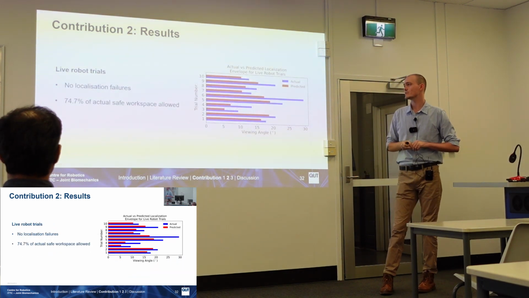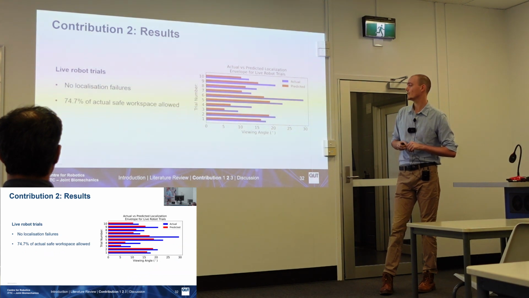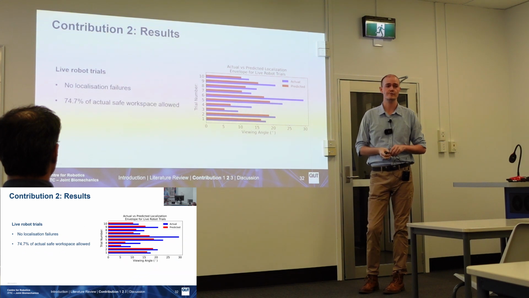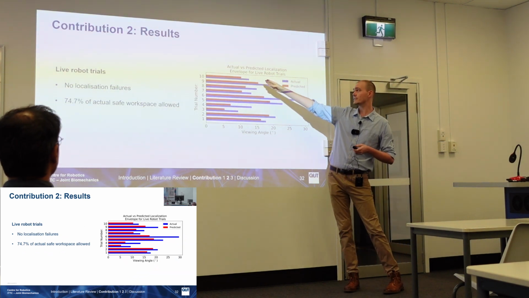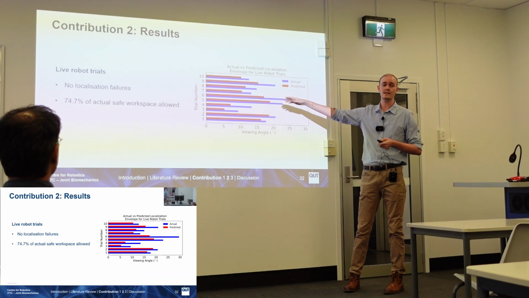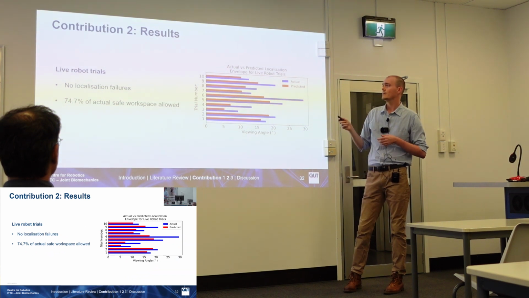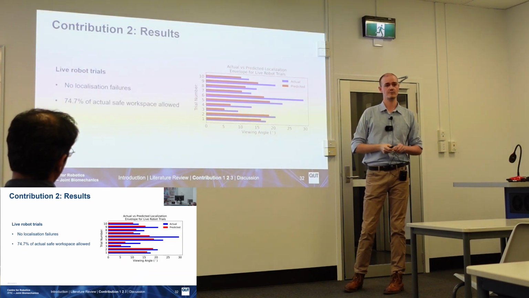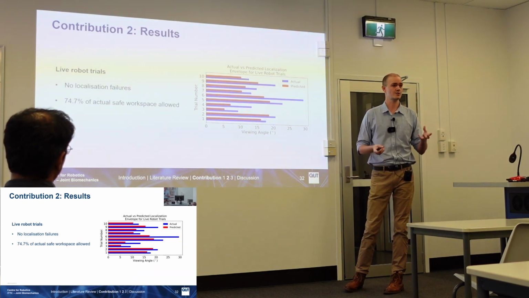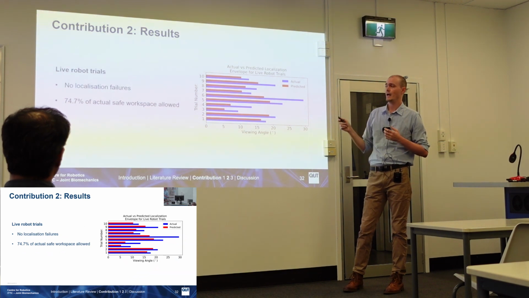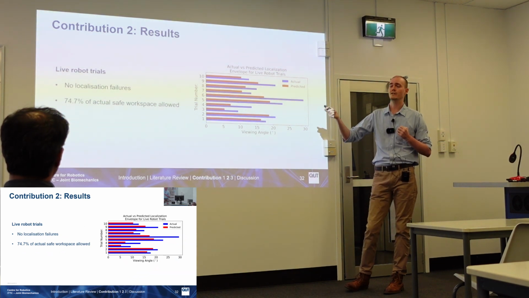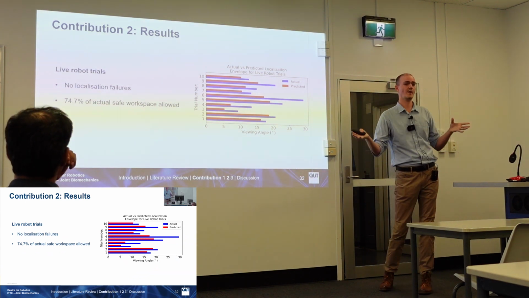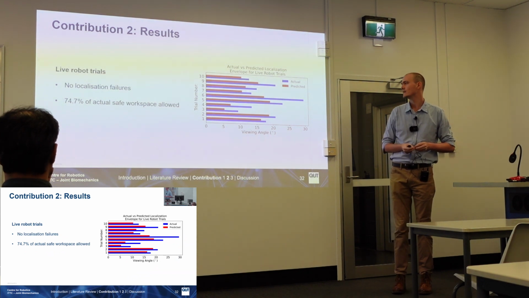This plot here shows the results for our live robot trials. So we can see the amount of trajectory that the robot was able to traverse across, with the red line being predicted points of failure and the blue line being the actual points of failure. Using our approach, the robot was not allowed at any point to reach a localization failure. So that's the equivalent of a zero incursion rate, so no errors, which is good. And we also achieved nearly 75% of the actual safe workspace usage. So that's 3/4 of the way to actually reaching failure.